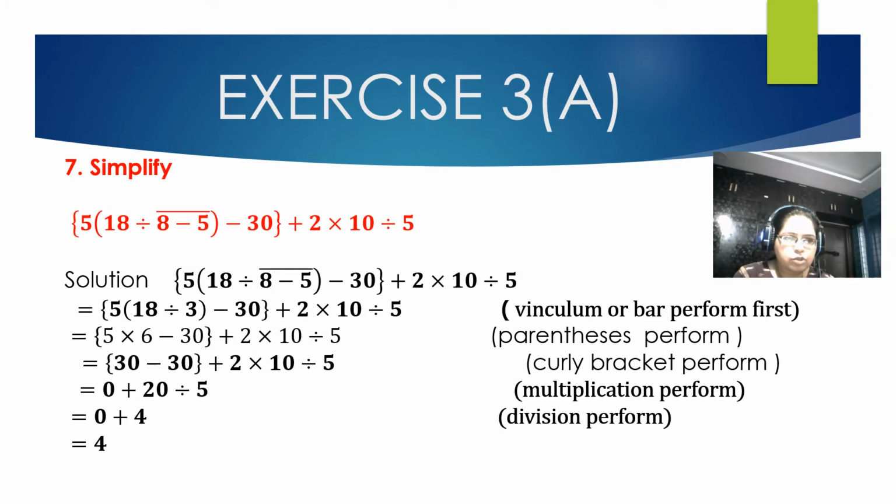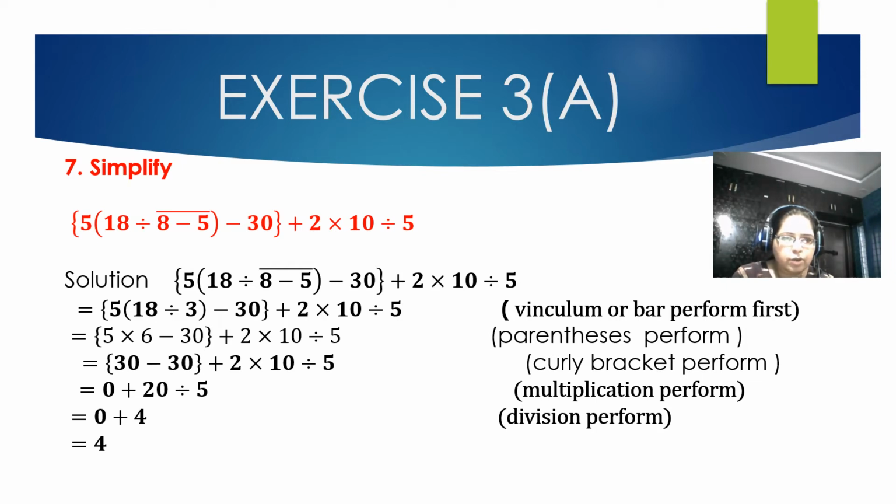Now we solve question number 7. Question number 7 is to simplify 5 multiplied by {18 divided by (8 minus 5 with bar) minus 30} plus 2 multiplied by 10 divided by 5. Here 8 minus 5 is with a bar, and 18 divided by 8 minus 5 with bar is inside the parenthesis, minus 30, and the whole is inside the curly bracket. This is the expression.